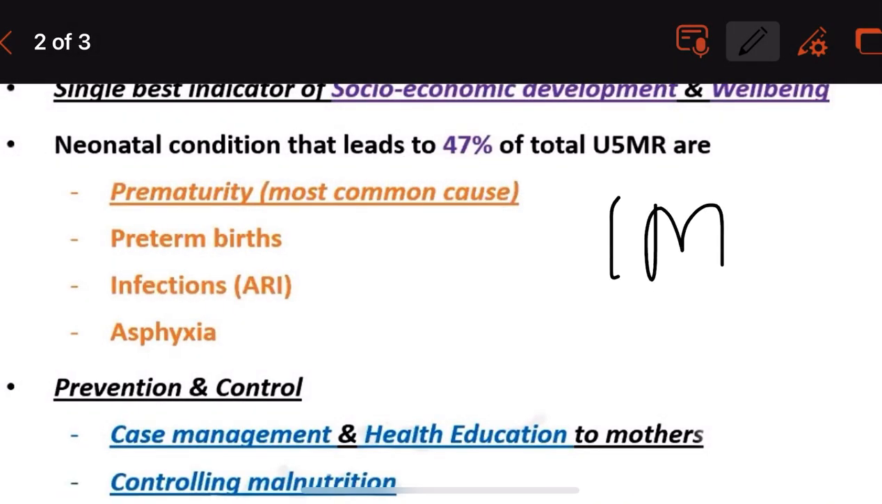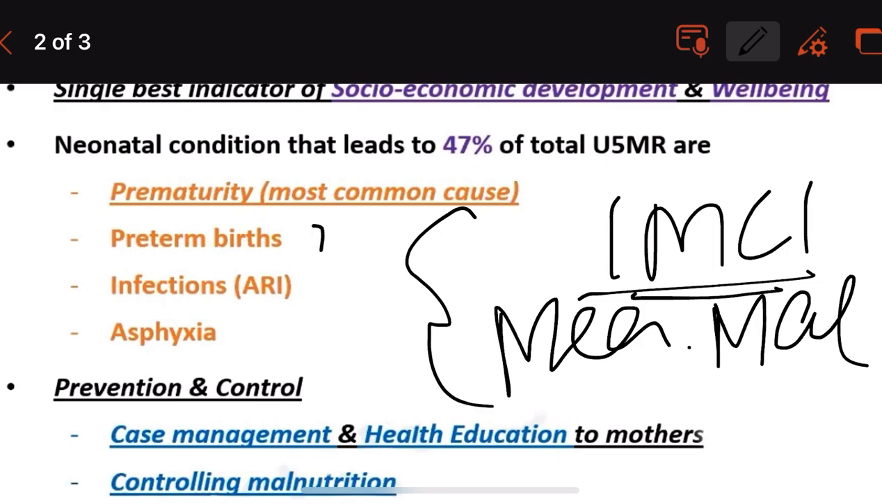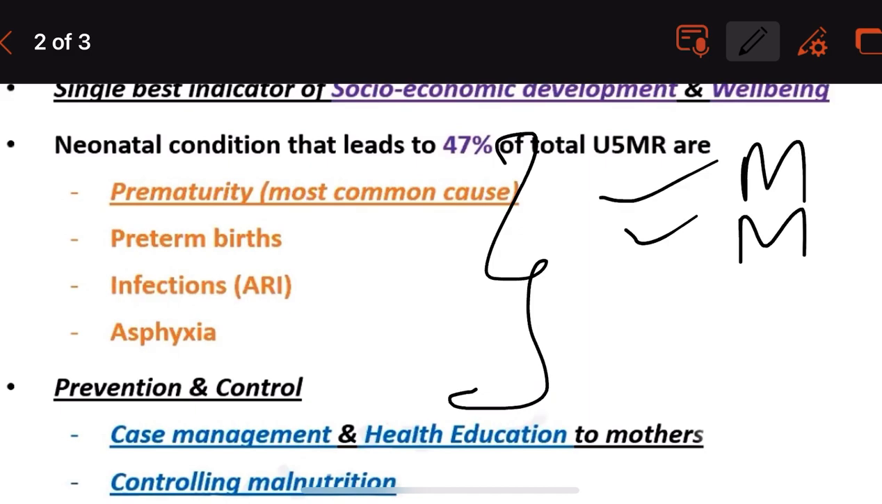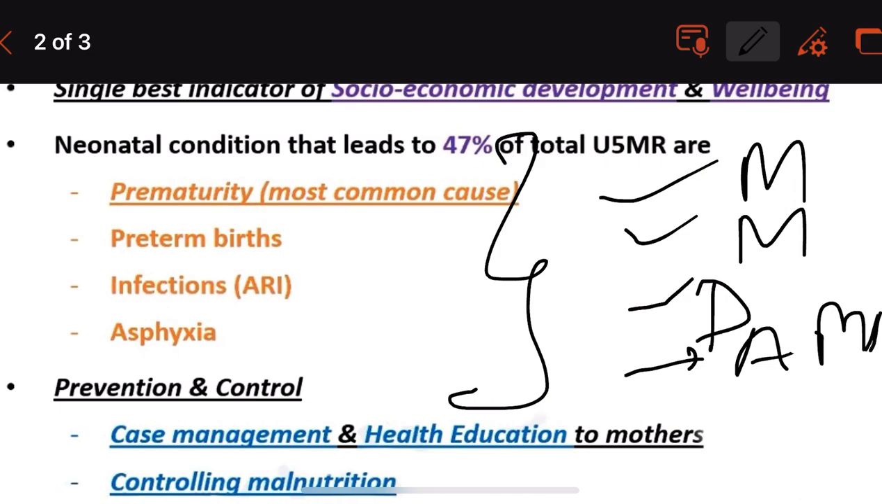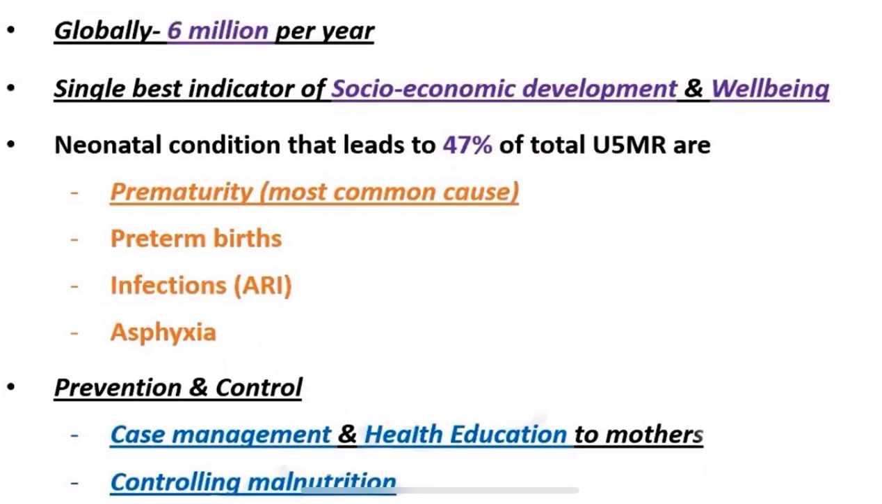IMCI. And IMCI also gave certain causes, under which we have measles, malnutrition. All of these causes can also be added if you have a long answer to write. If they ask a short answer, you can just mention these 4 causes. In addition to this, you can also mention all the various causes I said: measles, malnutrition, diarrheal diseases, accidents, meningitis, tetanus, sepsis, etc. So all of this can be written.